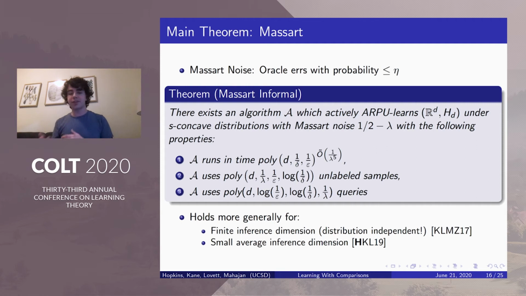It's worth noting that this theorem actually holds for more general concept classes rather than just half spaces. It holds for anything with finite inference dimension, which is a complexity parameter we'll talk about later, and in a distribution-dependent setting under average inference dimension.